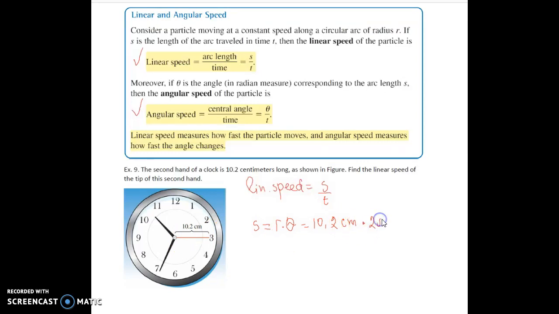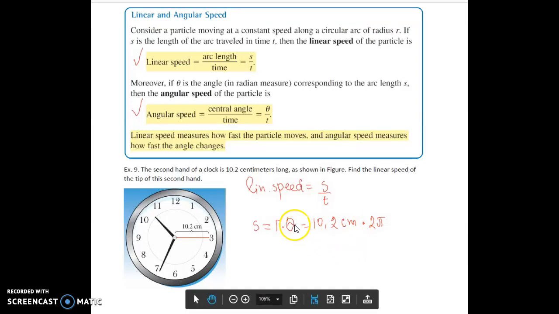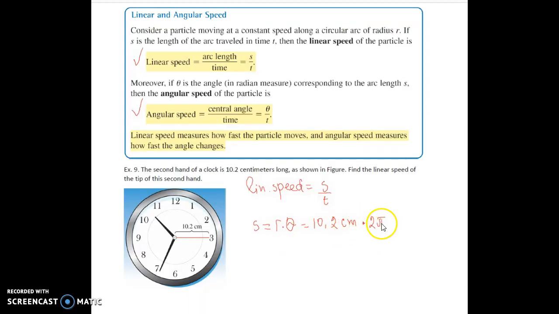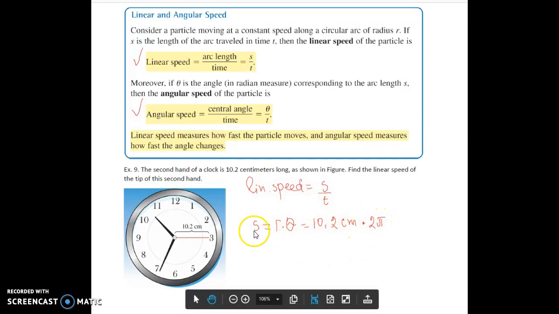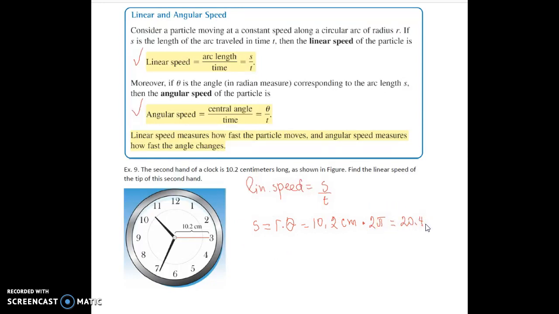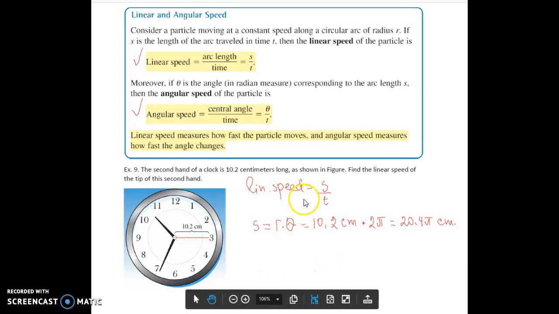The full revolution has to be measured in terms of radians because theta is always in radians. So that gives me 10.2 centimeters times 2 pi. That gives me a total arc length of 20.4 pi centimeters. Well, I also need to know the time. How much time does it take for the second hand to complete a full revolution? It takes a minute, and that minute is equal to 60 seconds.